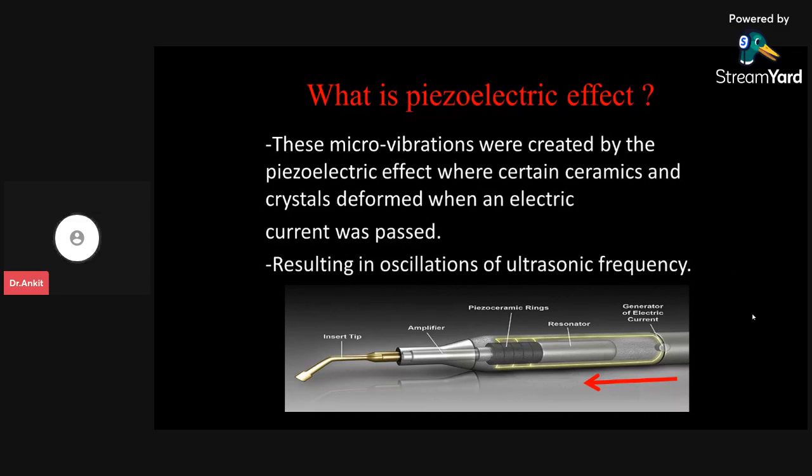You can see in this red arrow, when these micro vibrations were created by the piezoelectric, where certain ceramics and crystals are deformed, and when electric current is passed, that results in the oscillation of ultrasonic frequency. So in such a scenario, the piezotome and the piezoelectric effect play their role. So let us see what happens when an electric current passes from this generator to the piezoceramic rings or the resonator.